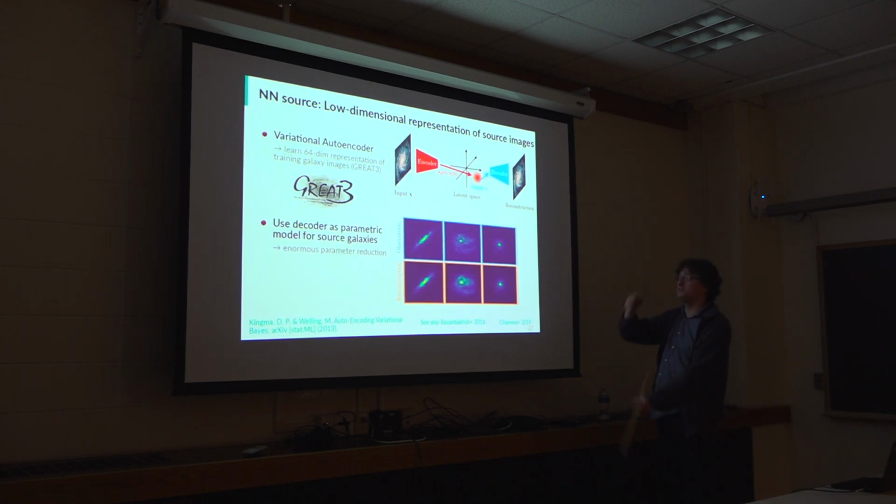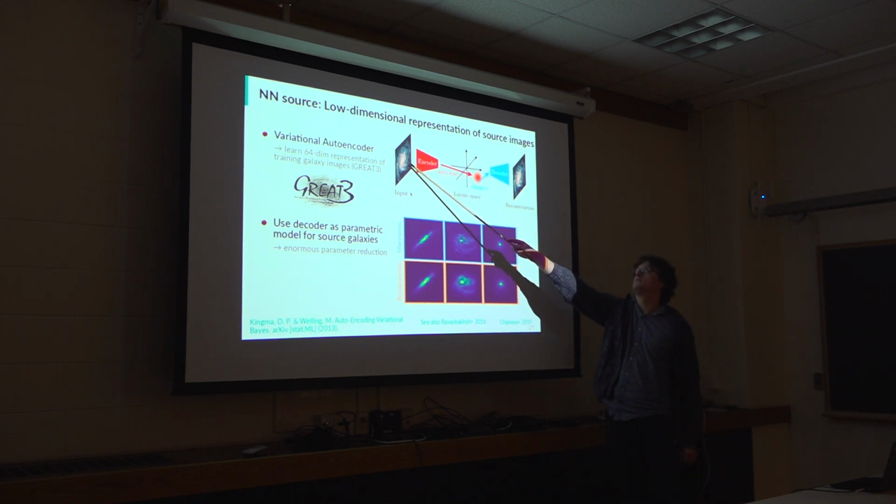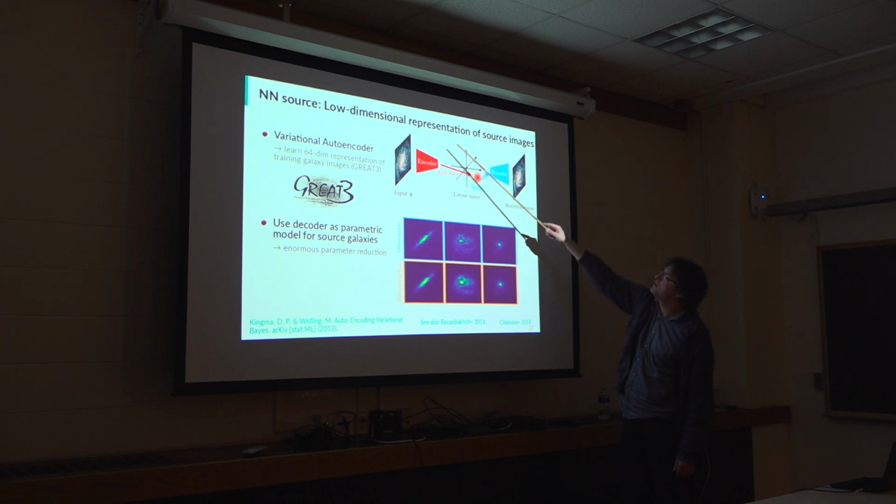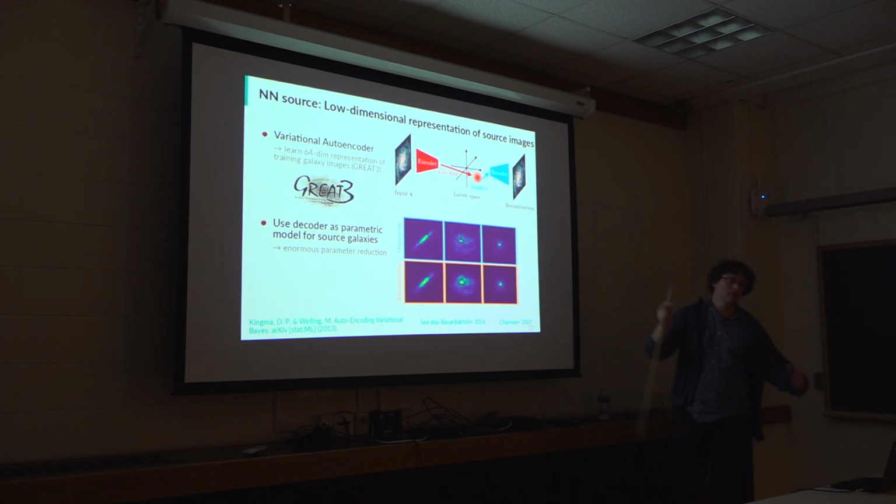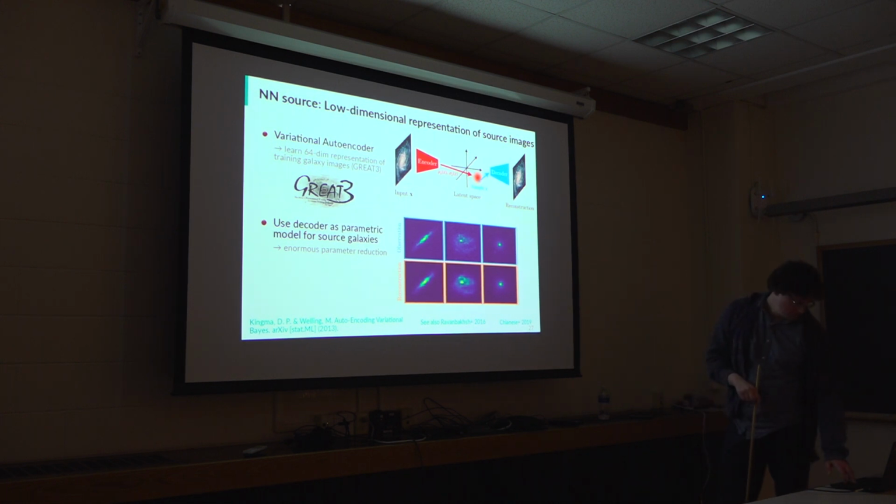But what's interesting is, this was 64 by 64 pixels, I think. So a large number of parameters. Here we just had 64 parameters, so 64 times fewer parameters. So it's an enormous reduction in complexity in terms of the number of parameters that you have in the problem. And that's something we then exploited.